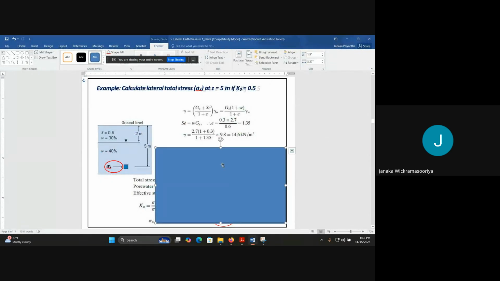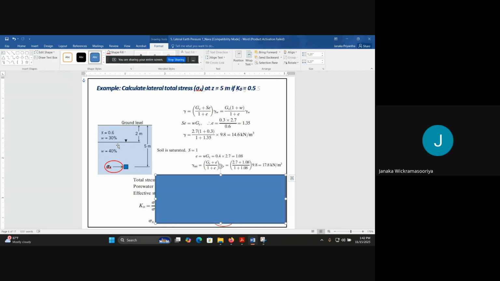Right, then we can find the saturated unit weight, because this is what is given here, I mean the unit weight of this particular soil. Using the same equation, you can determine the saturated unit weight.